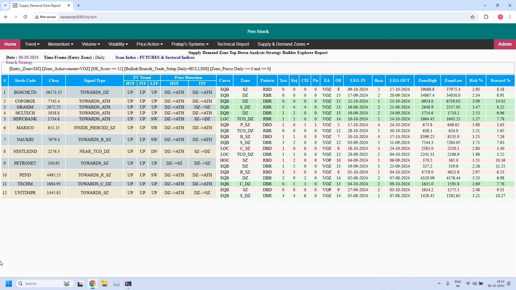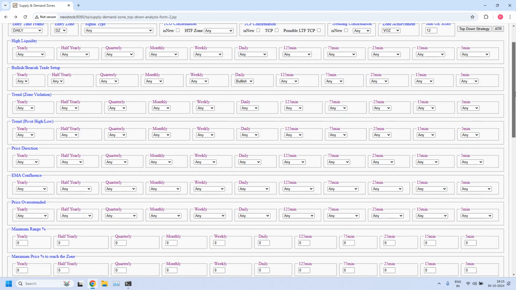Let's verify. We got 12 stocks. So currently these 12 stocks are supporting bullish trade setup for monthly income trade. That is entry time frame daily. Out of these 12, there could be some high probability supported stocks might be available. How to find them? Let's look for ITF confluence first.